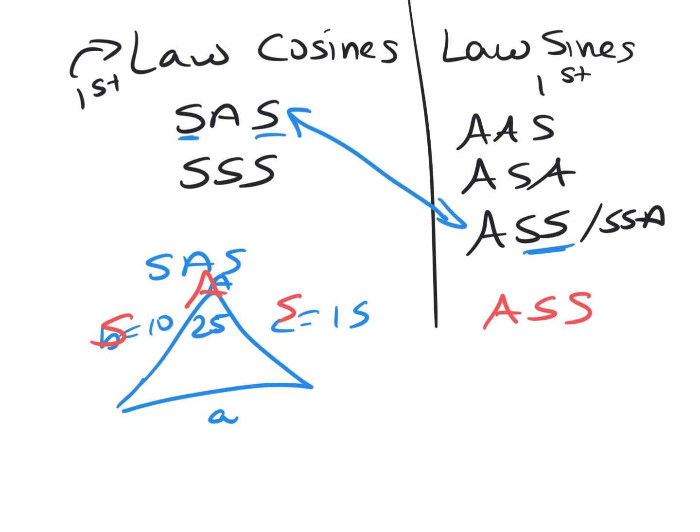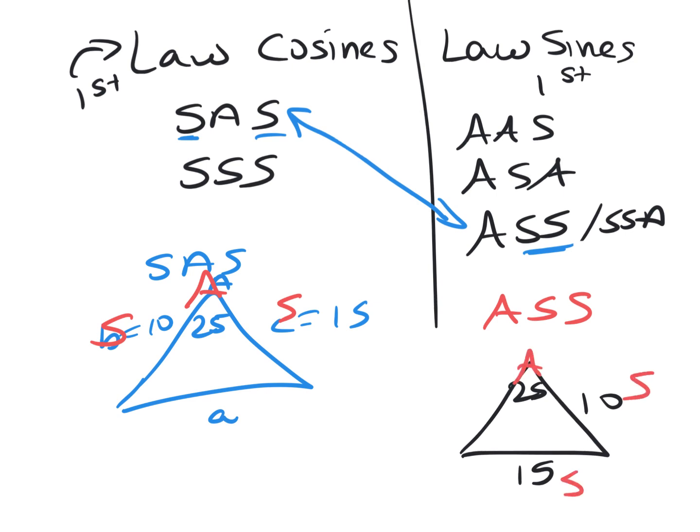but when it's ASS, your triangle is going to look like this. It'll be 25, 10, and 15. So it would be an ASS. Notice the A on this one is made by the two sides you have. That's the difference between the two. It's the included angle, or the angle that's formed by the two sides of the two numbers they give you.